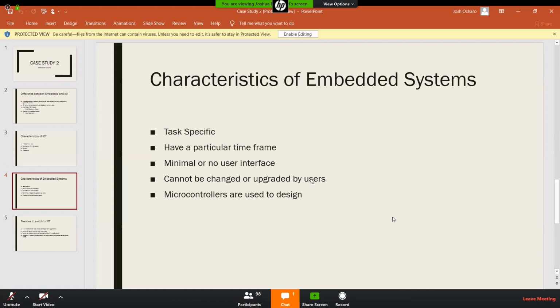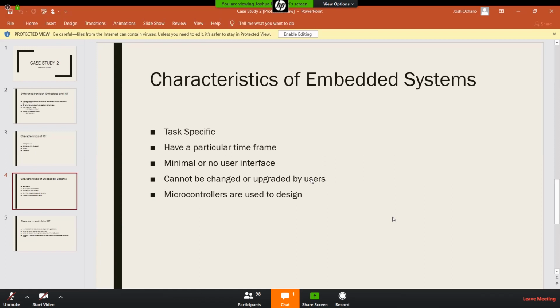The second one is that they have a particular time frame. Let's say, for example, a microwave. You put some food there, and you set the time for 1 minute or 2 minutes or whatever. They have minimal or no user interaction. Same example of a microwave, the number of inputs that you can give the system is very minimal.